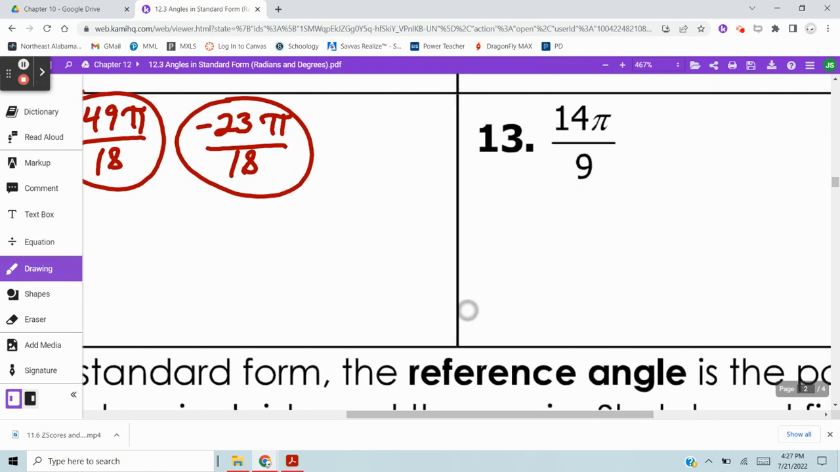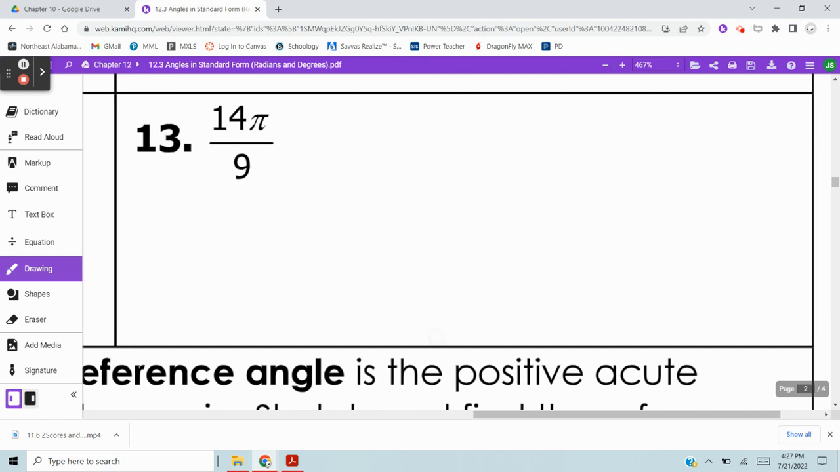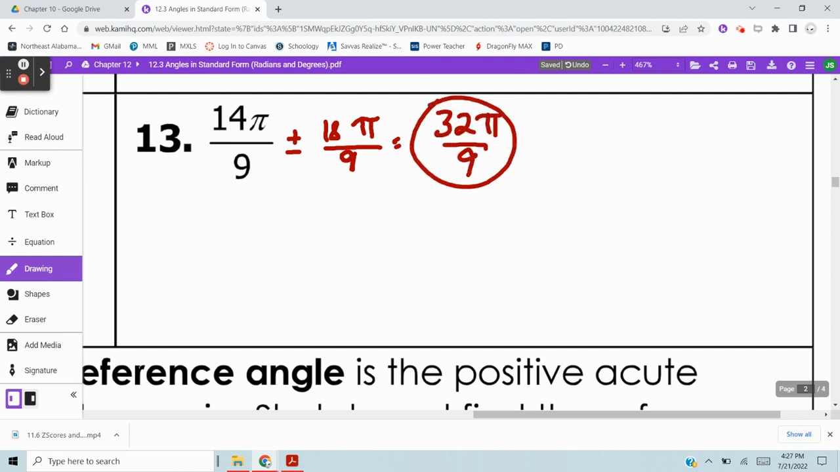And let's try that one more time. 14 pi over 9. We're going to add and subtract a rotation. Common denominator, multiply top and bottom by 9, makes the bottom a 9, makes the top an 18. So when you add 18 pi over 9, you now have 32 pi over 9. That's your first coterminal angle. When you subtract it, you have a negative 4 pi over 9.